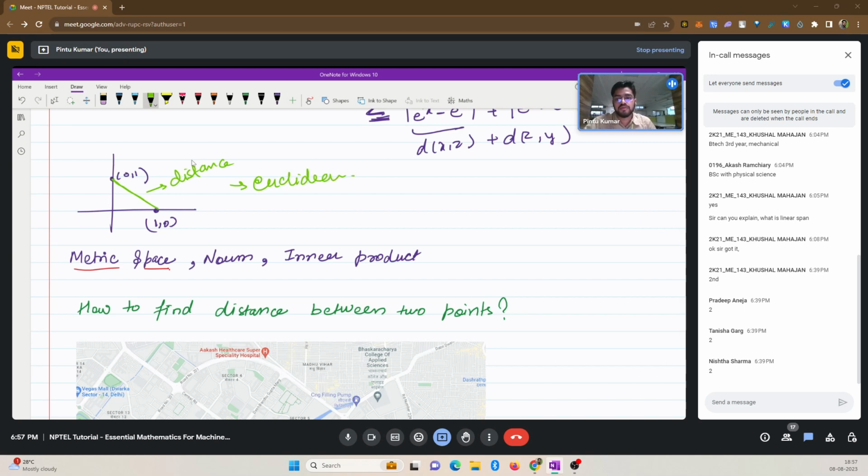So you would take the square root of (1 minus 0) squared plus (0 minus 1) squared, and you would come up with the square root of 2 as the distance between these 2 points.